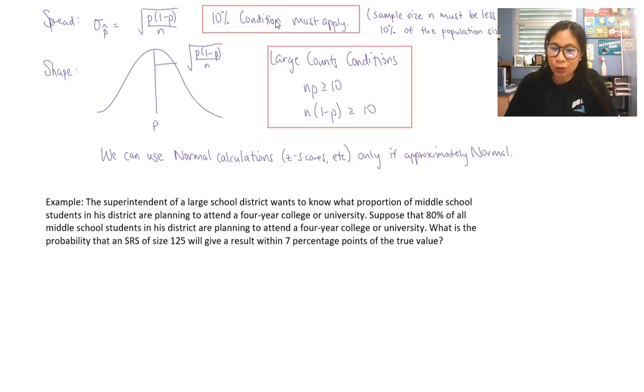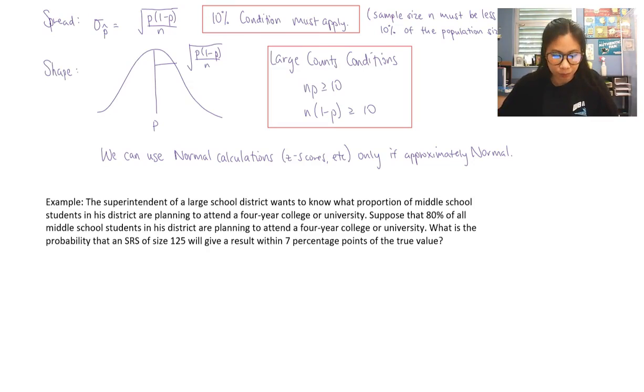Let's do a quick example. We've got a superintendent of a large school district, like ours, who wants to know what proportion of middle school students in his district are planning to attend a four-year college or university. Suppose that 80% of all middle school students in his district are planning to attend a four-year college or university. What is the probability that a simple random sample of size 125 will give a result within 7 percentage points of the true value?